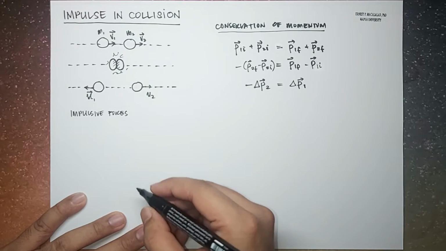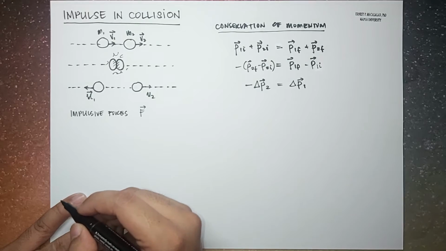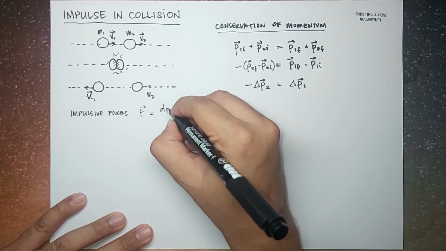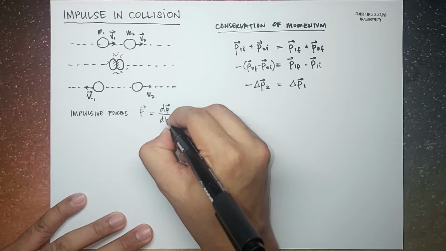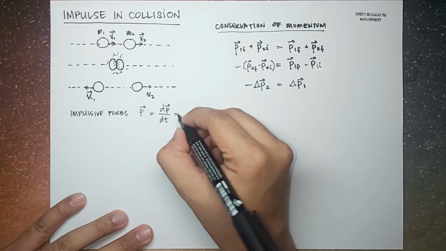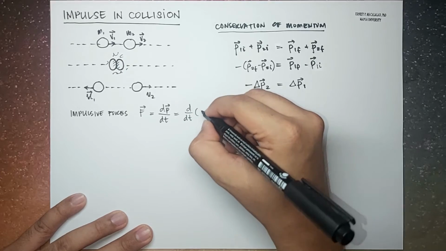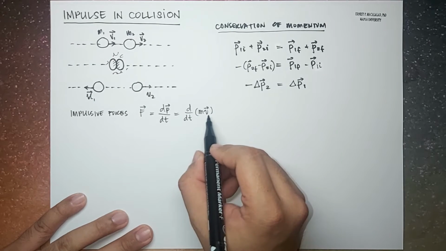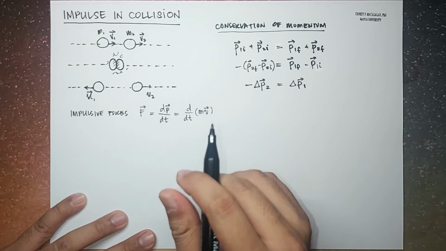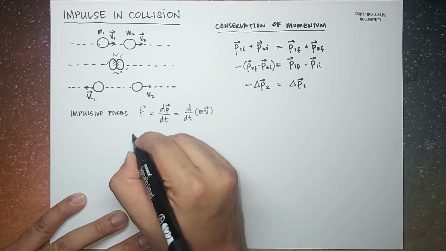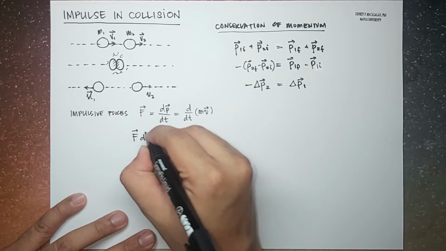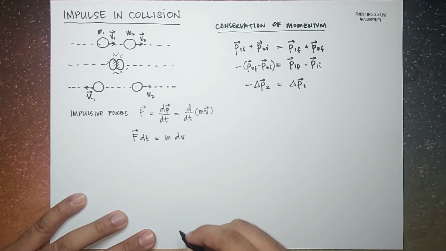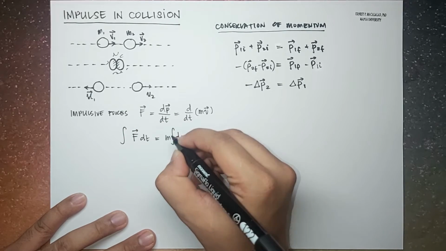Now let's consider one particle that is subject to this impulsive force. Let's just call it F. The equation of motion will then be equal to the change in momentum of that particle with respect to time. By definition, this is the time derivative of the product of the mass and the velocity of the particle. This equation can be converted to an integral form: F dt equals m dv. And then we take the integral on both sides.